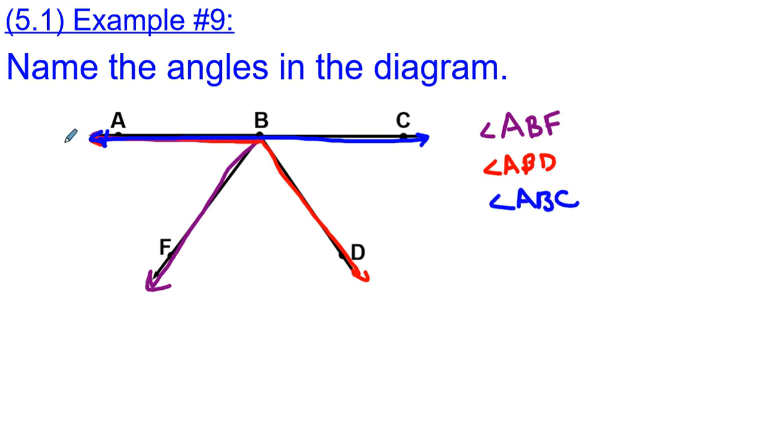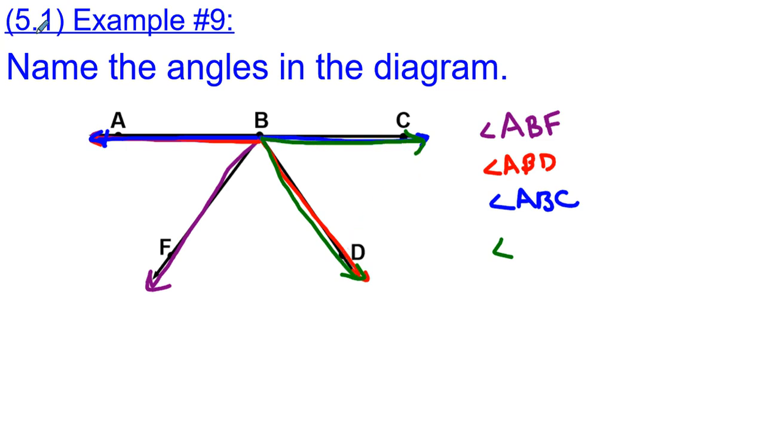Let me try to find some other ones here. What if I start with C? So if I go C, then I have B and then D. There's another angle. So I said you have to go in alphabetical order. Well, how do you go in alphabetical order? Do I go B, C, D? No, that wouldn't work because that would actually be this angle right here, BCD, and I don't have that angle on my diagram.